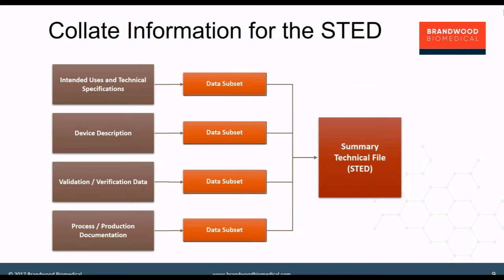So the kind of information, and again, we'll review in a later slide the specific information which has to be included in the technical file, but information that can be directly extracted from this process includes the intended uses and technical specifications for the product, some descriptive information about the product as well, validation and verification data, or the one that is mostly relevant to demonstrate compliance with the essential principles and the regulatory requirements for the product, as well as the current process and production documentation that has been put in place as part of that.